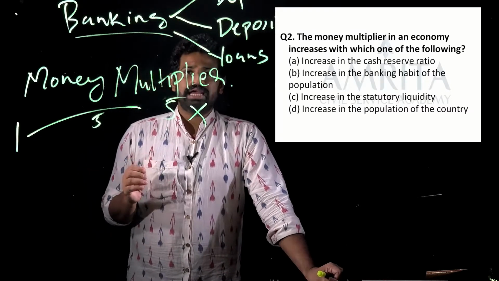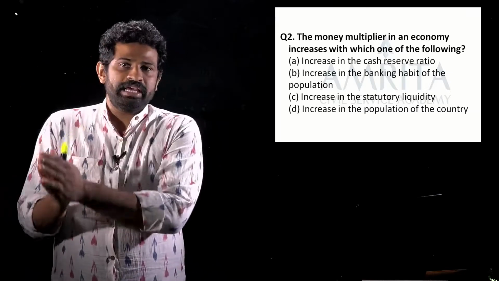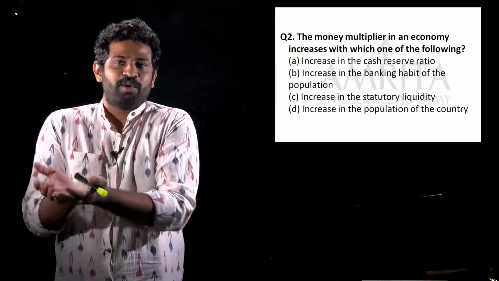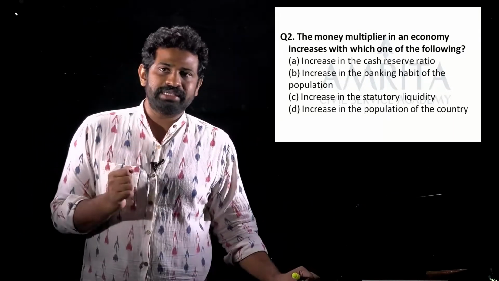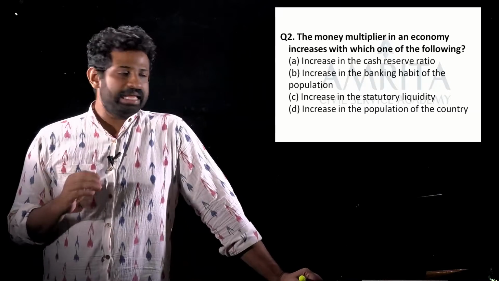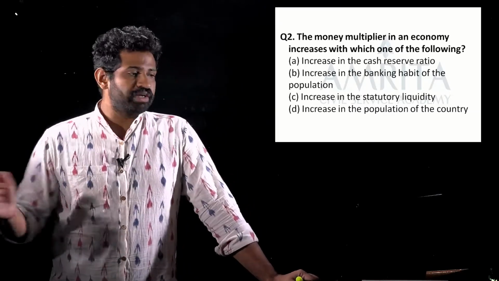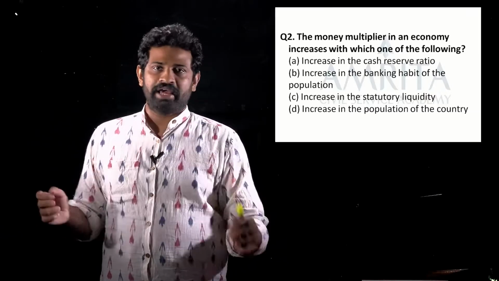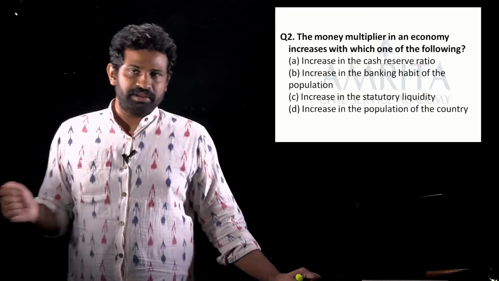Increase in the cash reserve ratio. Okay, so let us apply those ideas of money multiplier which we have explored to the context of this question, or the statements given in the question. Money multiplier in an economy increases with which of the following? So when any of these increases, will the money multiplier increase? That is the question being asked. So, increase in the cash reserve ratio.